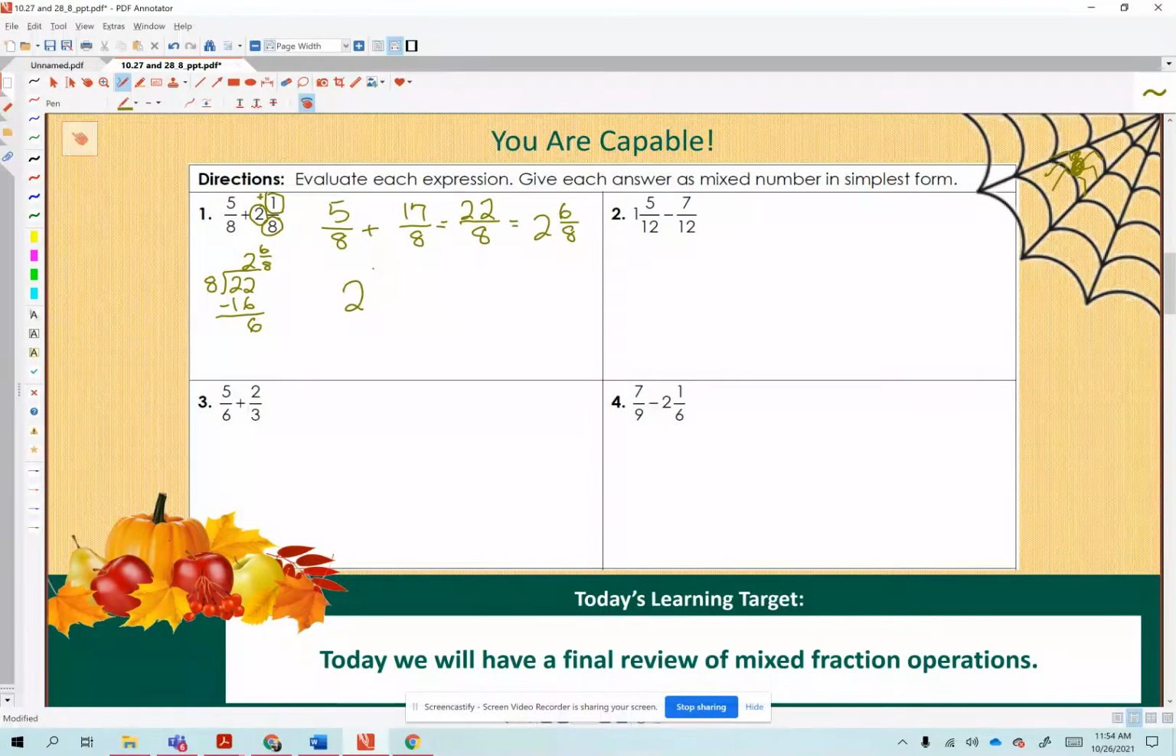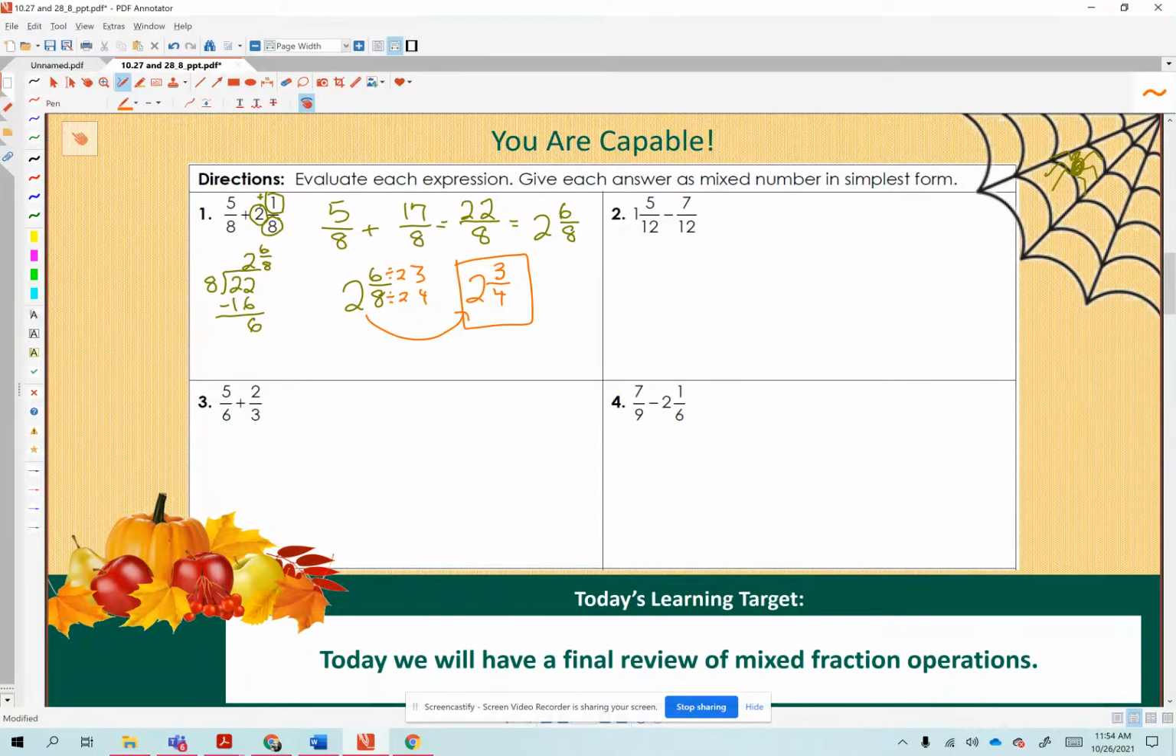So with our 2 6/8, we look at that 6/8, and we know that both of those can be divided by 2. So 6 divided by 2 equals 3, and 8 divided by 2 equals 4. So we can rewrite this fraction as 2 3/4. Now, that is our final answer.